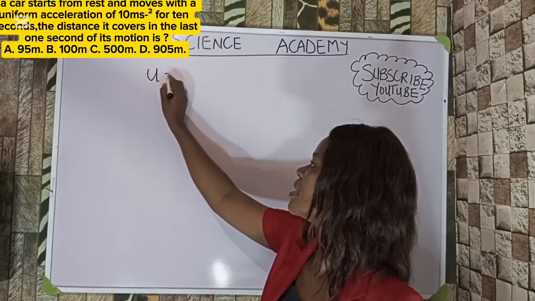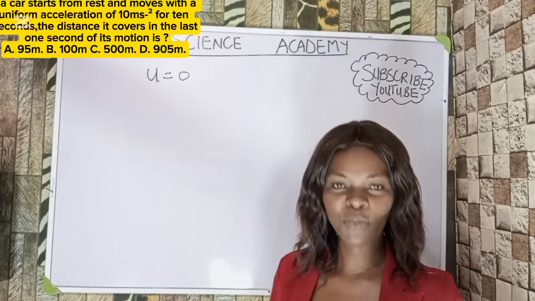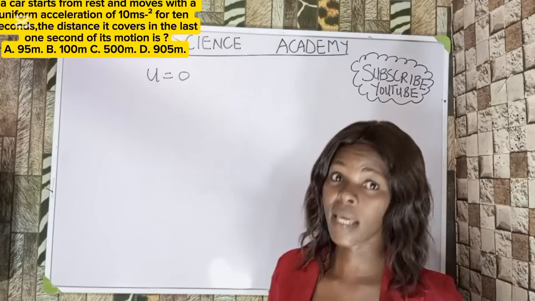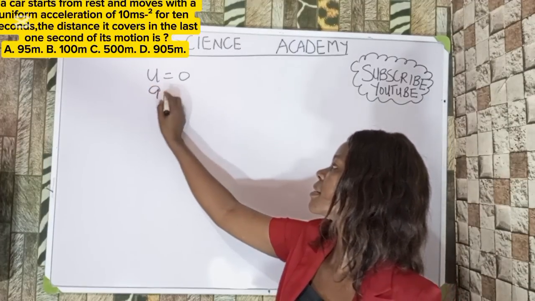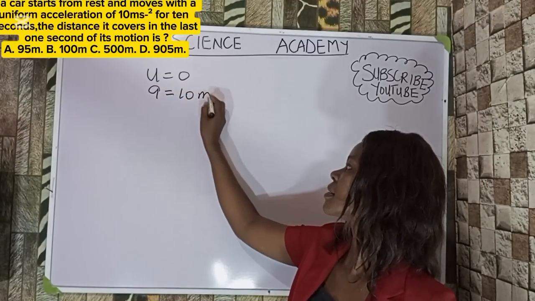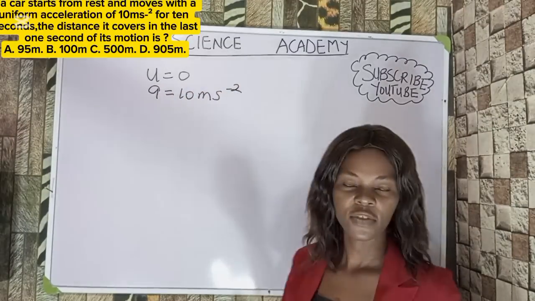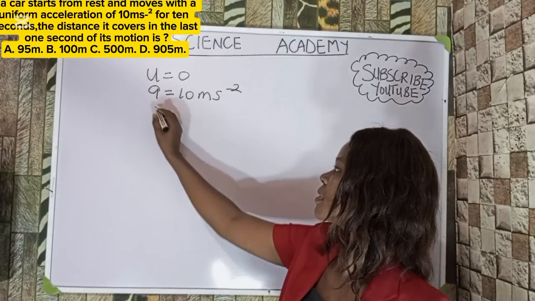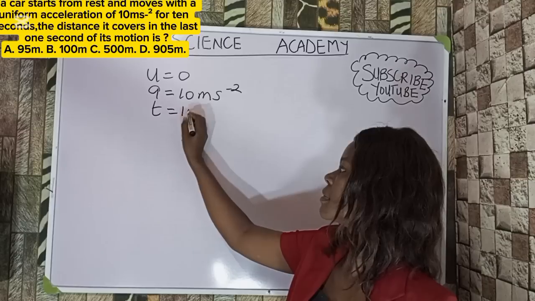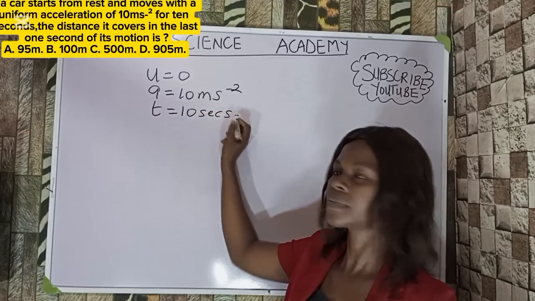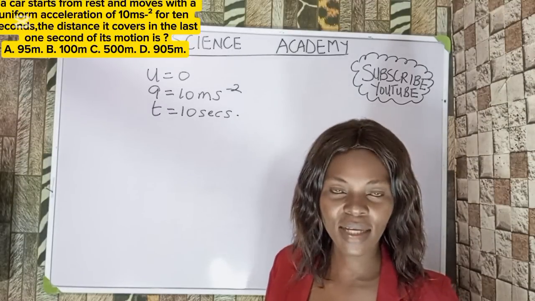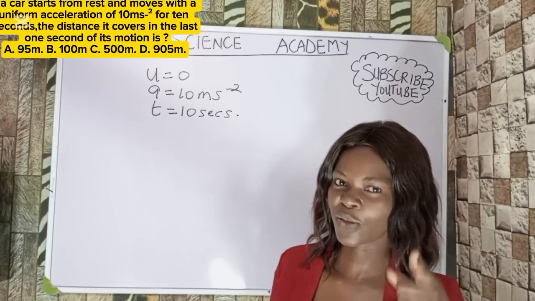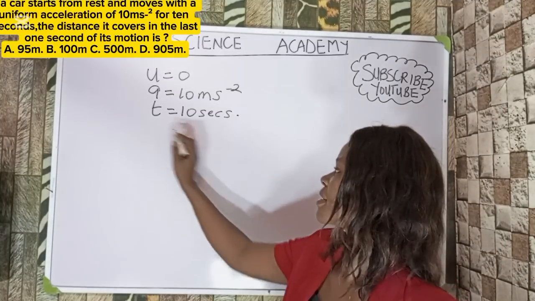We have u is equals 0. It moves with a uniform acceleration of 10 meters per second square. That is my a. For 10 seconds, that means that time is 10 seconds. The question says, calculate the distance covered in the last 1 second. In the last 1 second, note that. So we're looking for x.